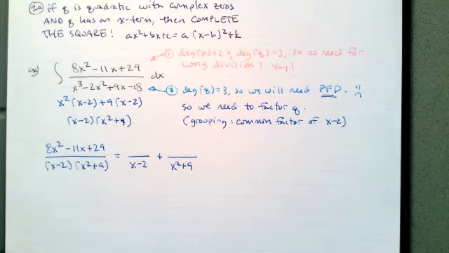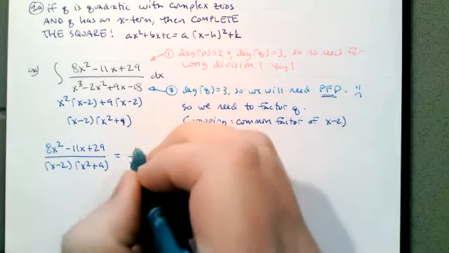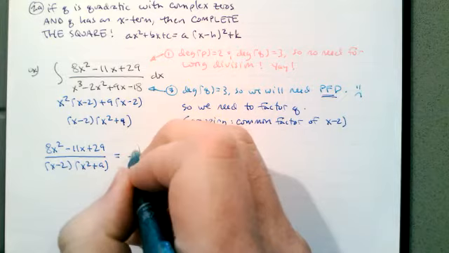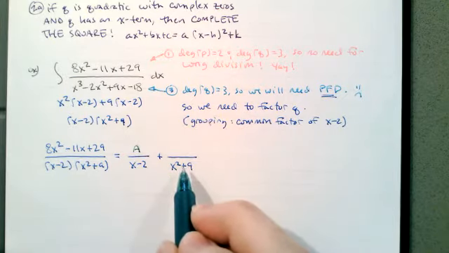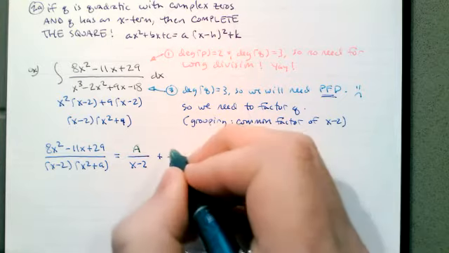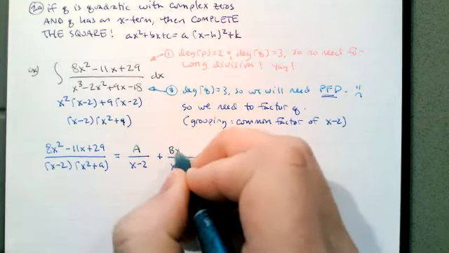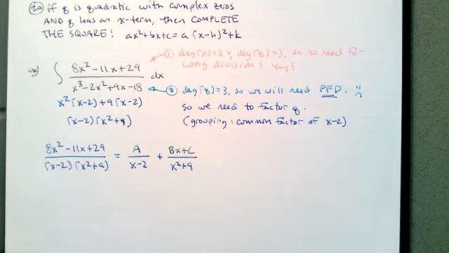Above my factors, if we're coming at this from a calculus perspective, we know that the numerators have to be at most one less than the degree of the denominator. So I'm going to put a generic constant a over the x minus 2, but the quadratic with complex zeros gets a linear factor on top. It's going to have some form of bx plus c.